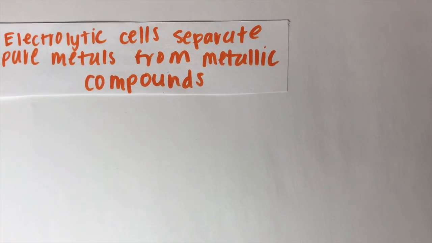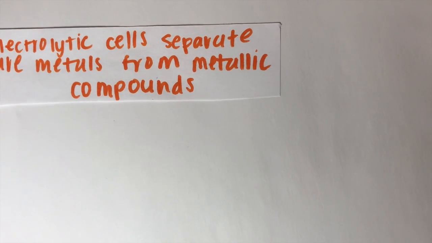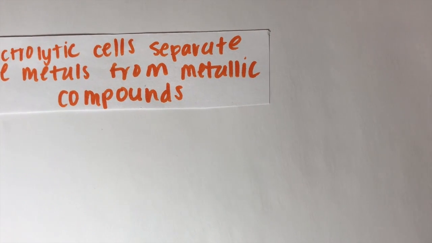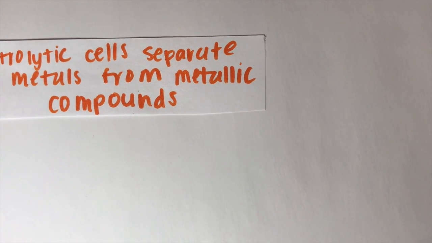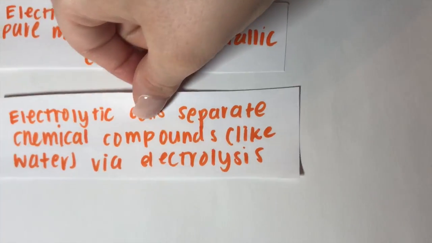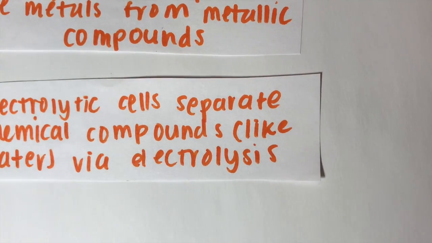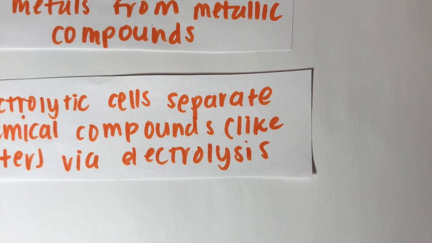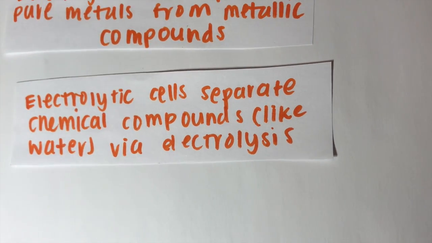Cells have many different functions. Electrolytic cells can be used to separate pure metals from metallic compounds. They also have many other uses. These cells can also separate chemical compounds like water via electrolysis.